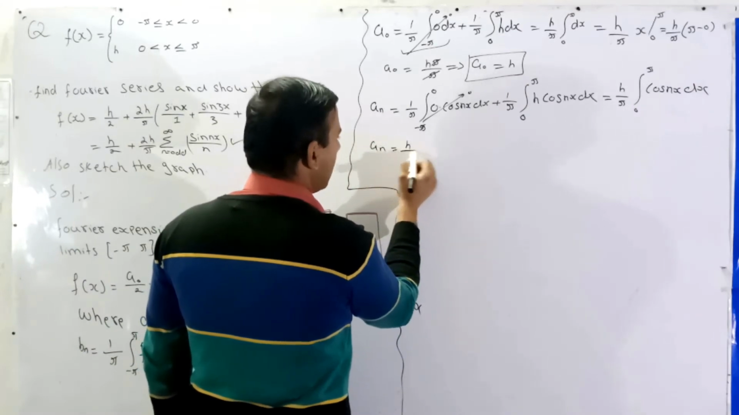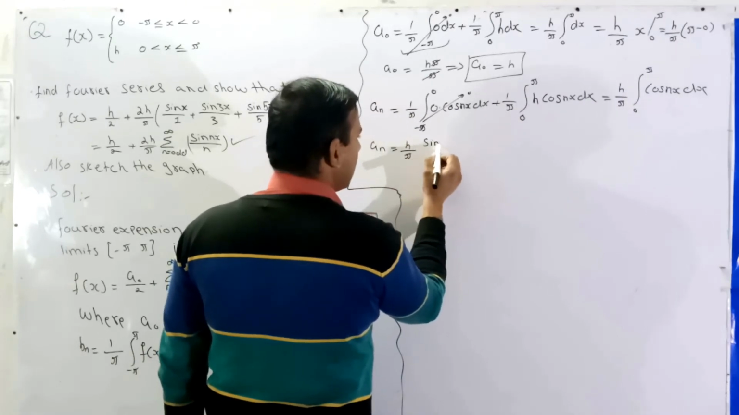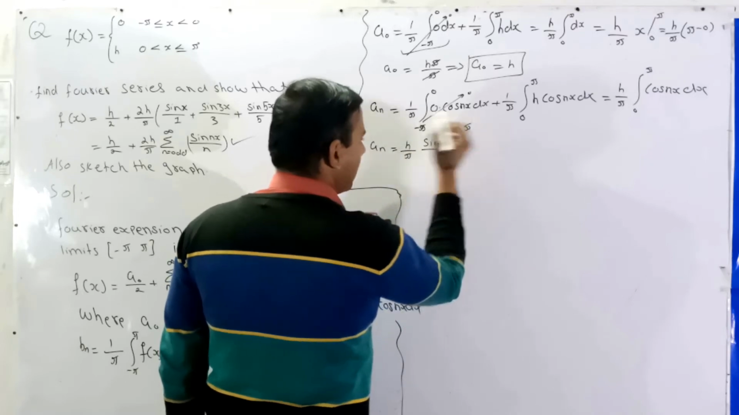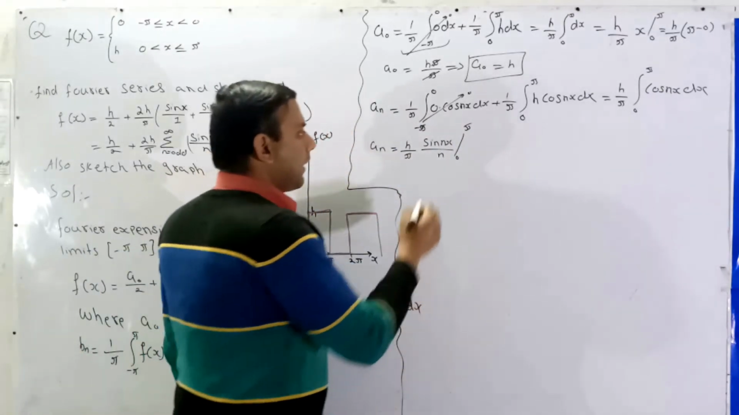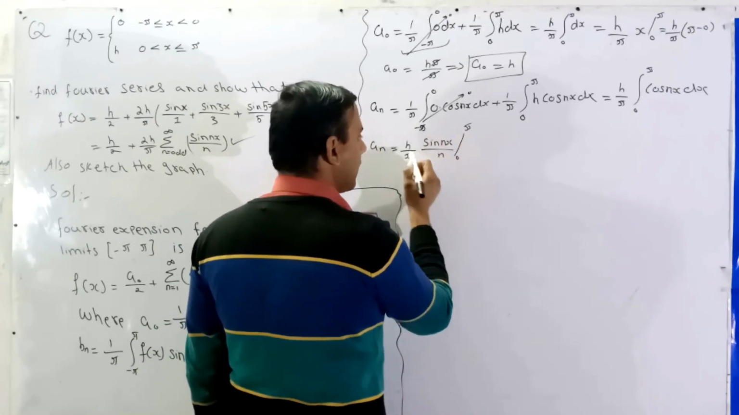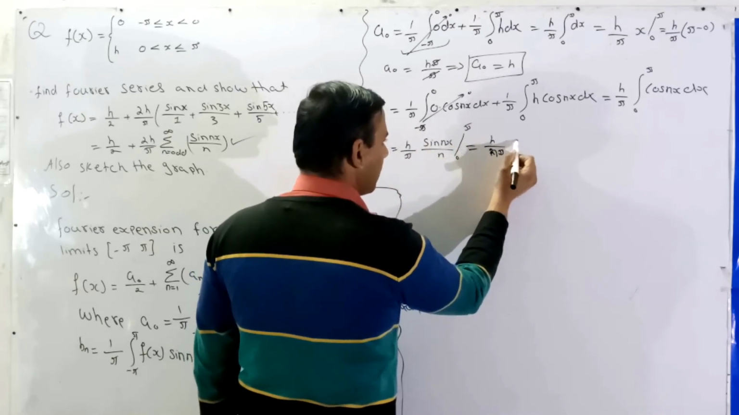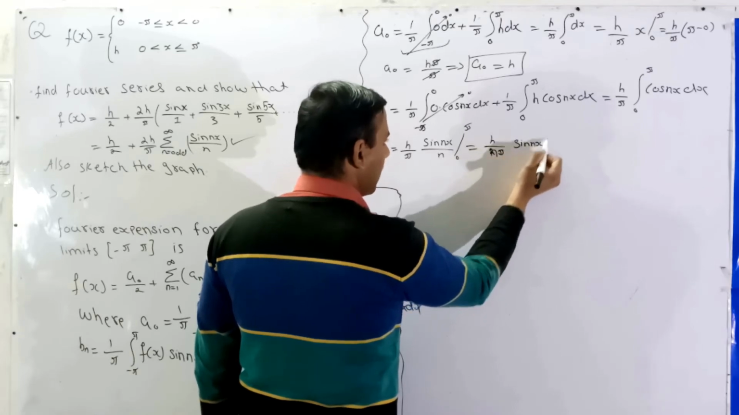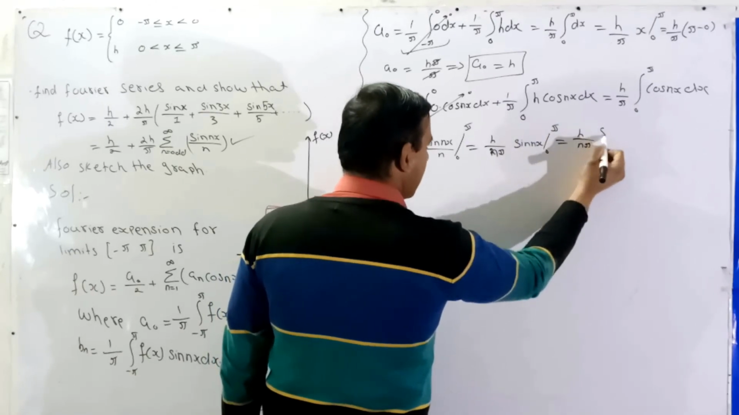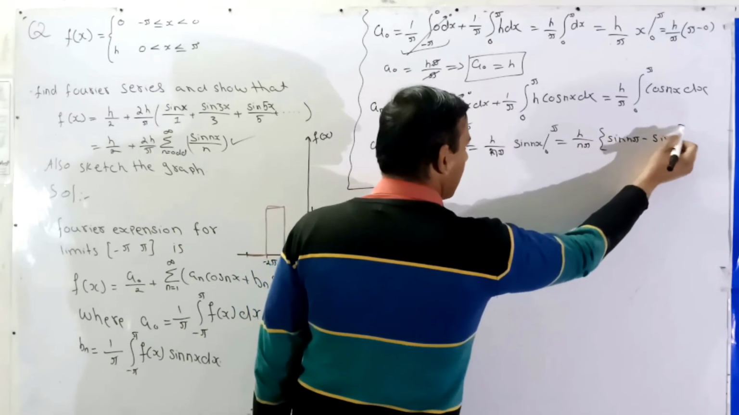An is equal to h over pi. The integral of cos nx is sin nx over n, and the limits are from 0 to pi. As n is independent of x, we can write it here as h over n pi sin nx from 0 to pi. Apply the limits: h over n pi, sin n pi minus sin 0.